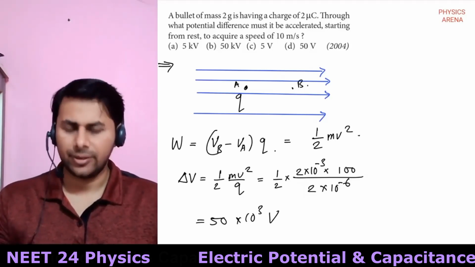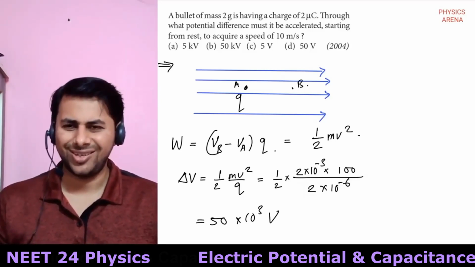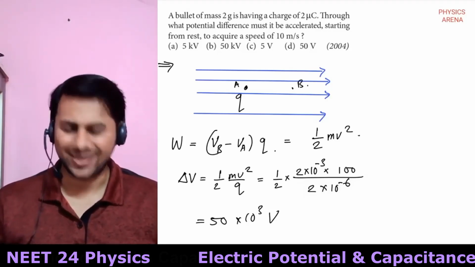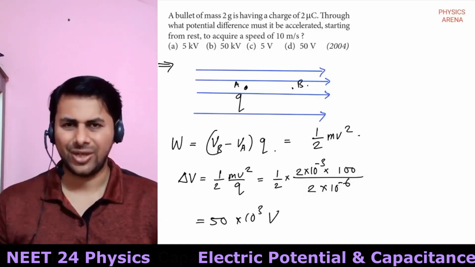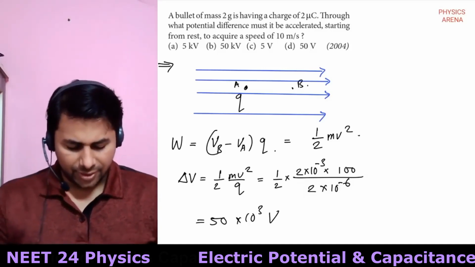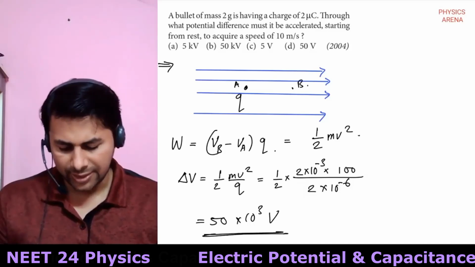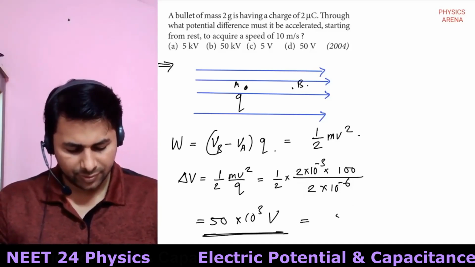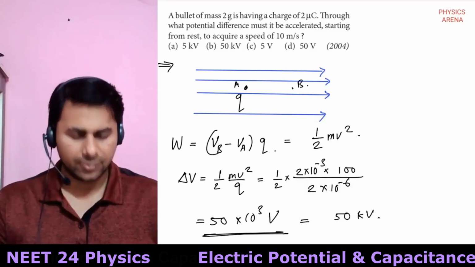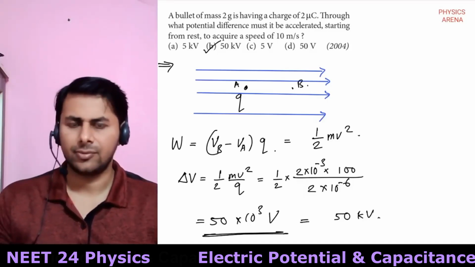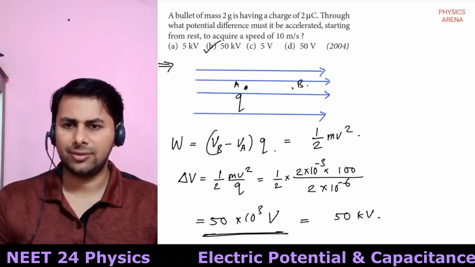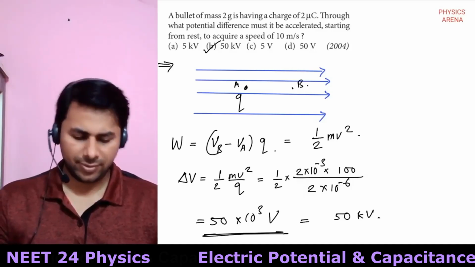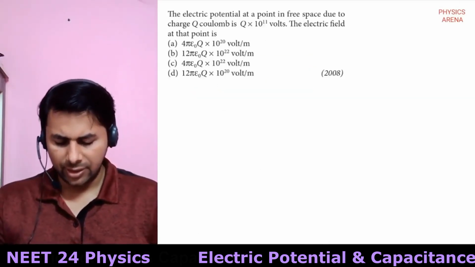difference. Did I tell you the unit of potential? No, but we know this from 10th standard, right? The unit of potential is volt, work done per unit charge. So this thing is clear. What is the answer then? 50 kilovolt. Any confusion in this? Okay, good. Let's see the next one.